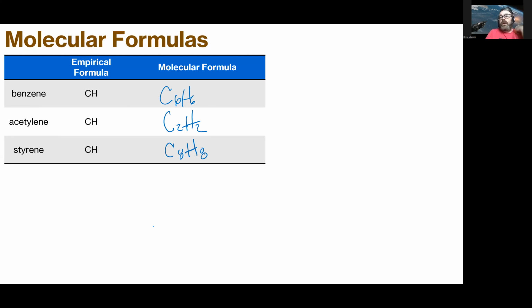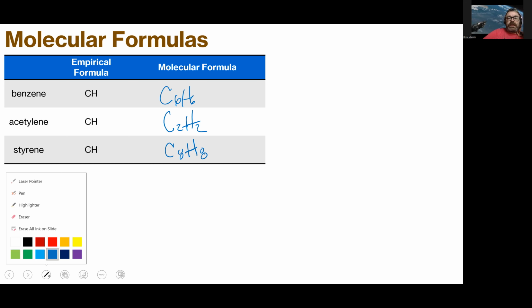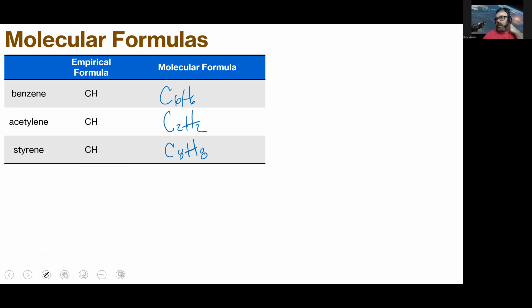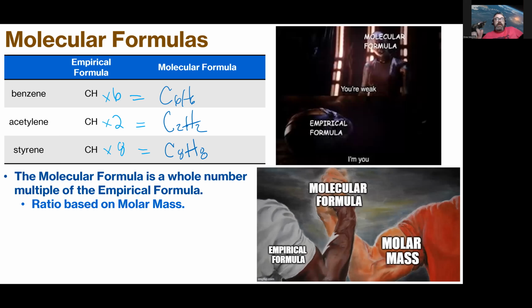Okay, so what do all of these things have to do with each other? How is the empirical formula related to the molecular formula? If we take CH and multiply it by 6, we get C6H6. We multiply by 2, we get C2H2. And if we multiply by 8, we get C8H8. So what we can conclude, and this is going to be true for everything, is that the molecular formula is a whole number multiple of the empirical formula.